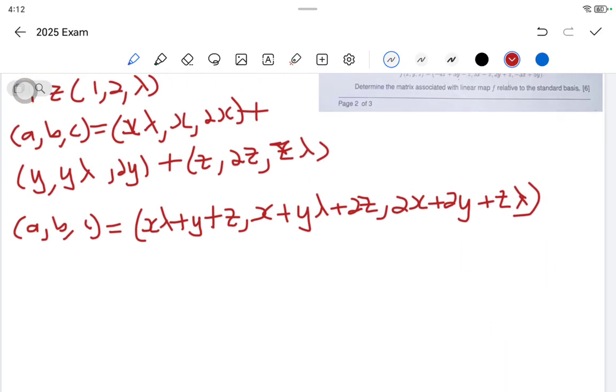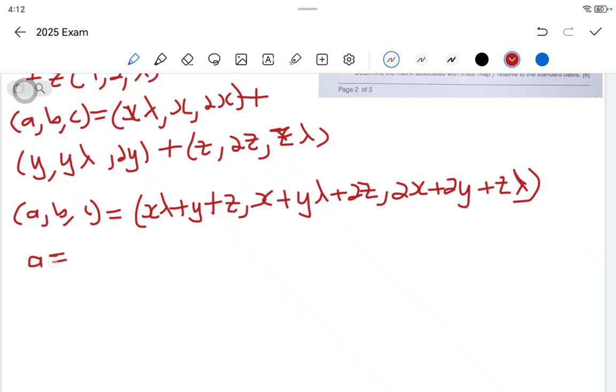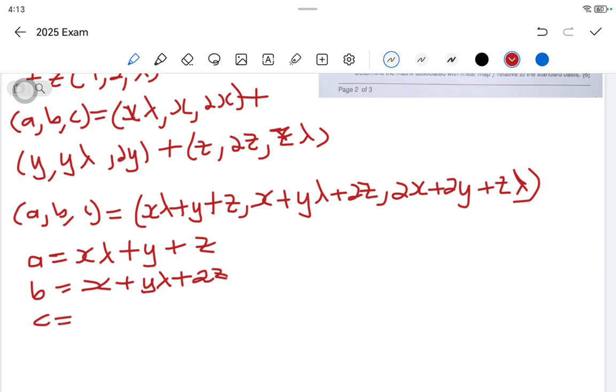And then here we get that, when I write the equations, A is equal to lambda X plus Y plus Z, and B is equal to X plus Y lambda plus 2Z, and then C is equal to 2X plus 2Y plus Z lambda.